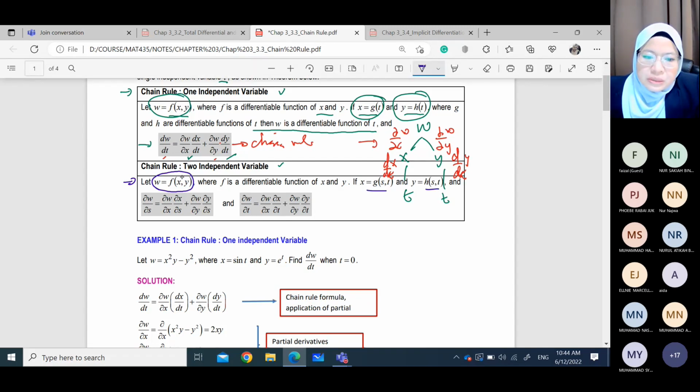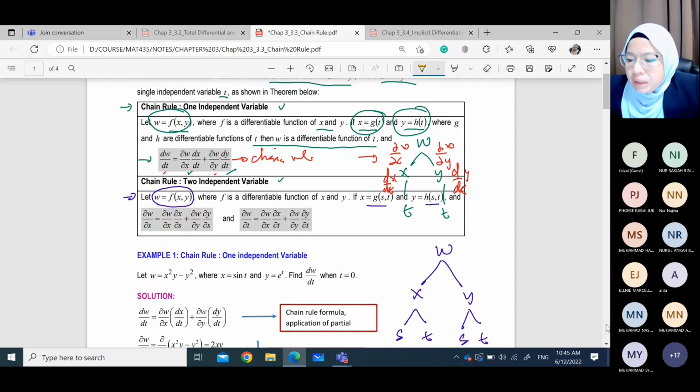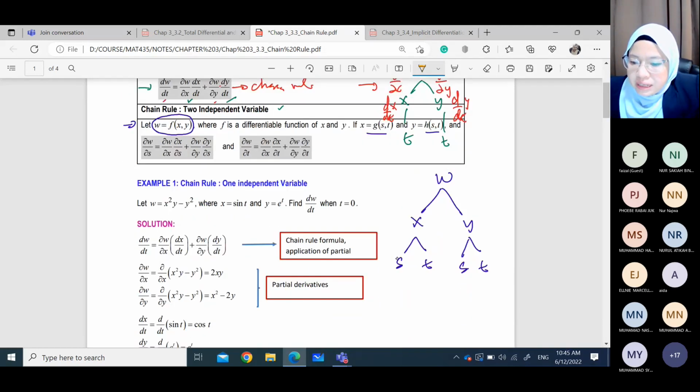Okay, so based on this information, we can form it into a tree diagram where we have W. In W, we have two variables, which are X and Y. So in X and Y, we have another two variables, which are S and T. So in X, we have S and T, and in Y, we have S and T also. Okay, so based on this tree diagram, we identify that we have two independent variables, which are S and T. So S and T are independent variables.